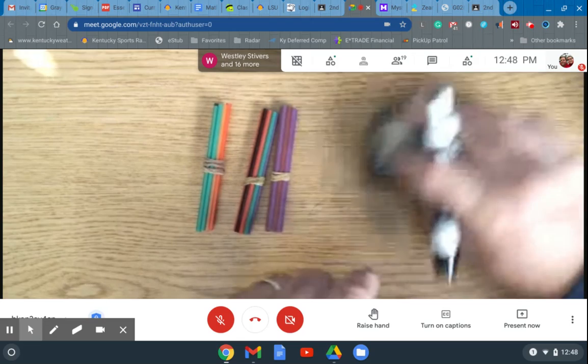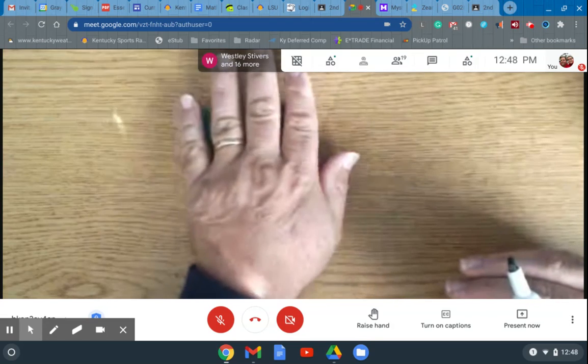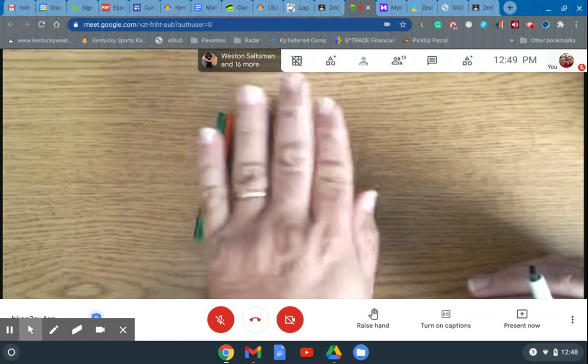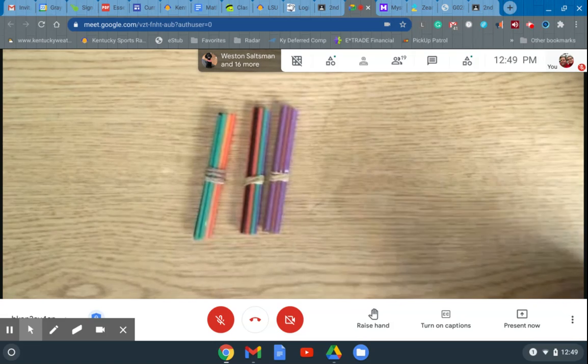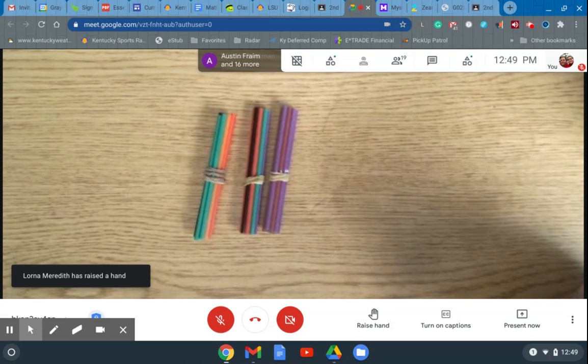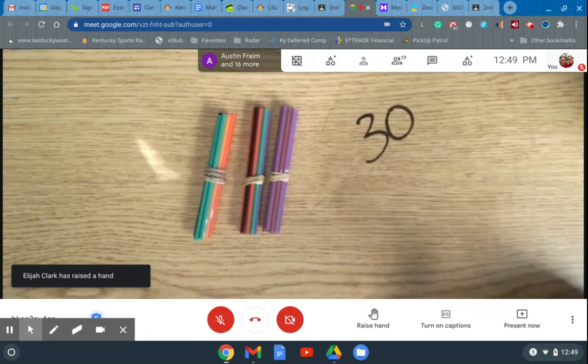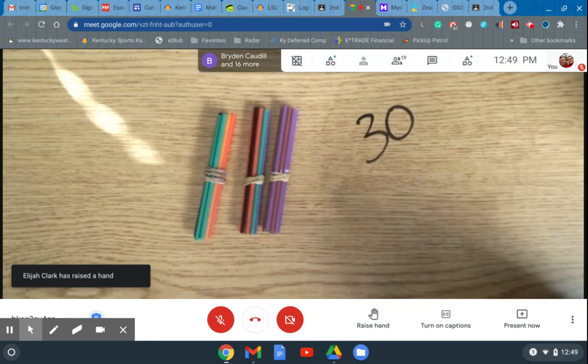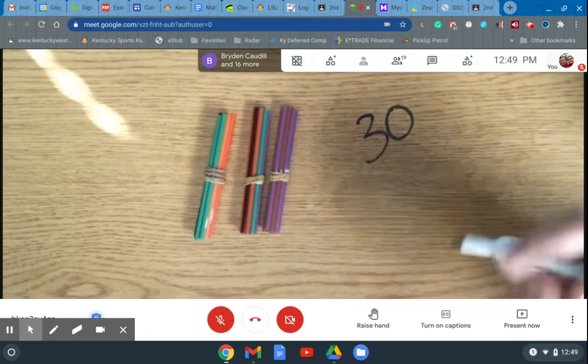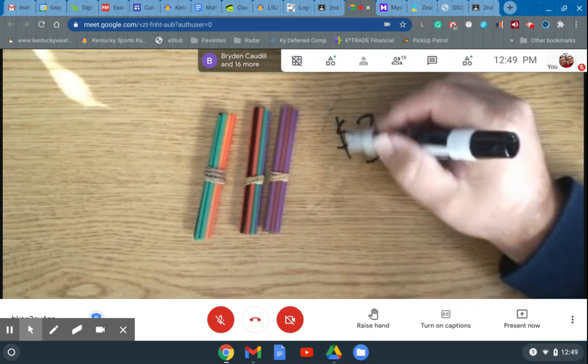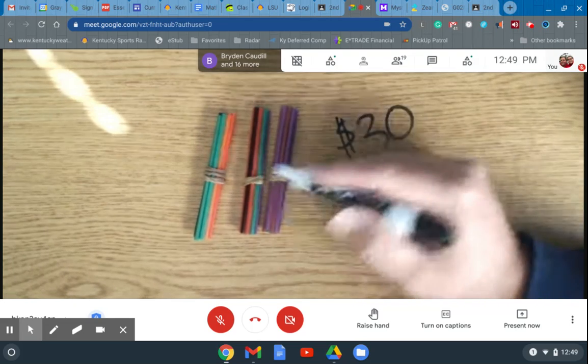Who can tell me how many I have? How much do I have here? Gracie. 30. I have 30. And 30 is how much, I'm thinking about this like money. It's how much money I would have if this was money.